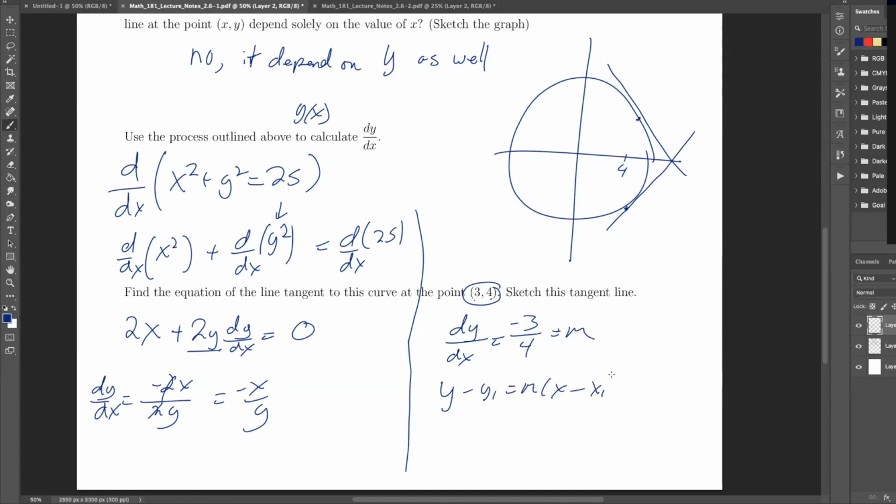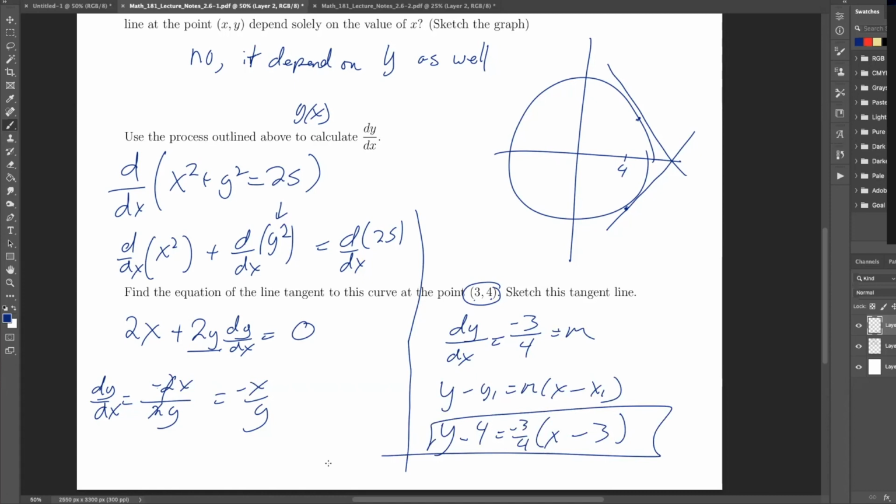y minus y1 equals m times x minus x1. We found tangent lines before. So once we do that, we'll have y minus 4 equals minus 3/4 times x minus 3. Okay. And then if you want, you can simplify it from there. But this is the equation of that.